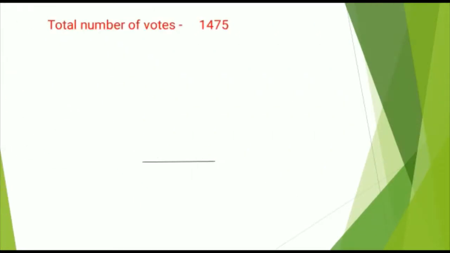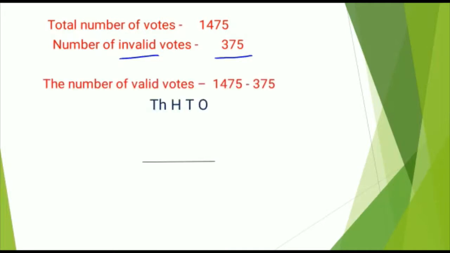According to the question, out of these votes, 375 votes were invalid. So the number of valid votes will be 1475 minus 375. Let's subtract them.